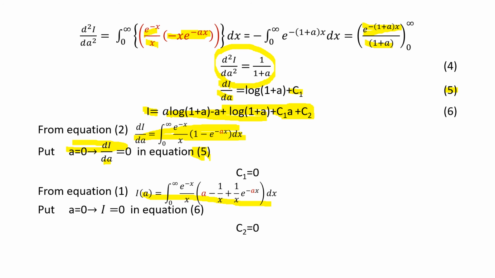Now put c1 equal to 0 and c2 equal to 0 in equation number 6. So you will get the value of the integral, that is I equal to a into log of 1 plus a minus a plus log of 1 plus a.